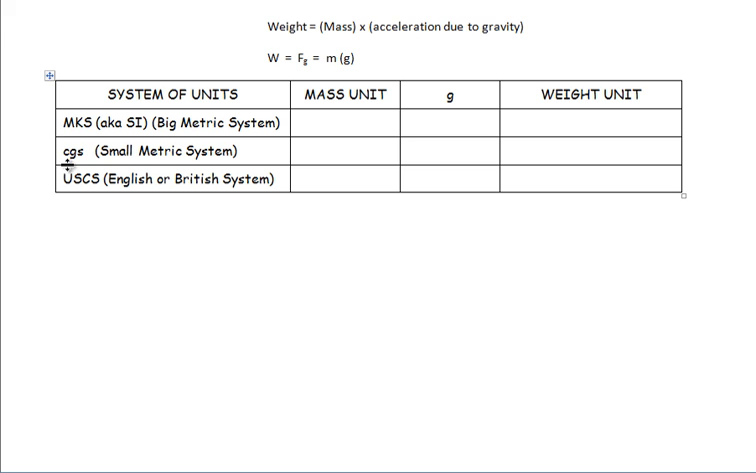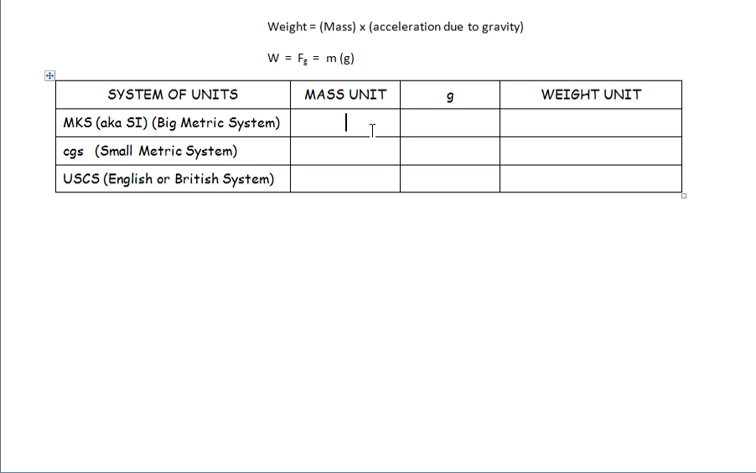The CGS stands for centimeter gram second, so that's the small metric system. CGS is usually not capitalized, unlike MKS, which is capitalized because it refers to meter kilogram second, and those are big units. The third system we'll look at today is the USCS. That stands for the United States Customary System, often referred to loosely as the English or British system.